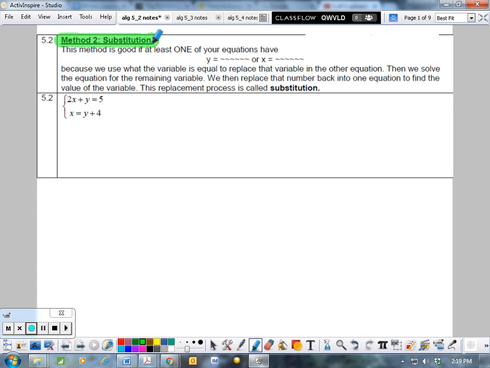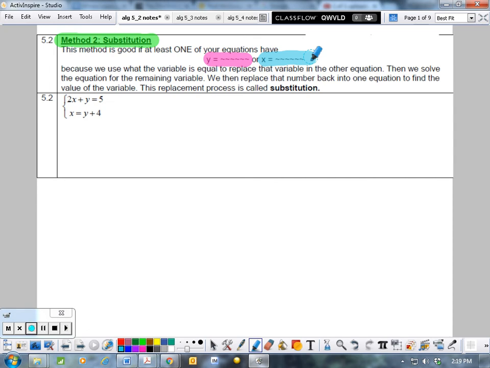And what you need for this method is you need to have one of your equations looking like this, where it says y all by itself is equal to a bunch of other stuff. Or you have to have something that looks like this, x equals something. So we need either the x all by itself on one side of the equal sign or the y all by itself on one side of the equal sign.